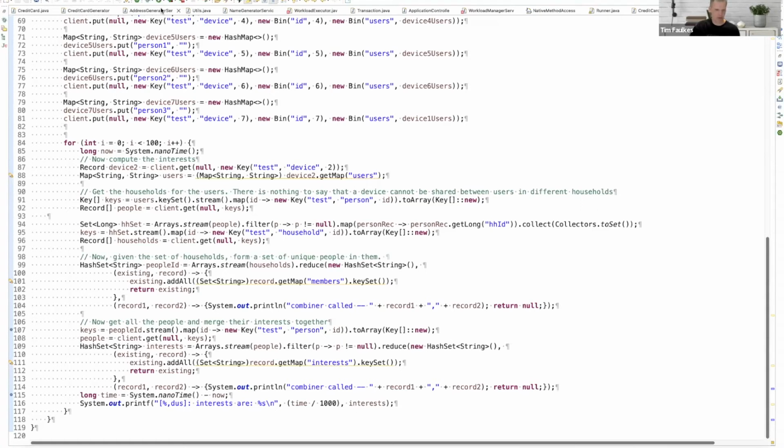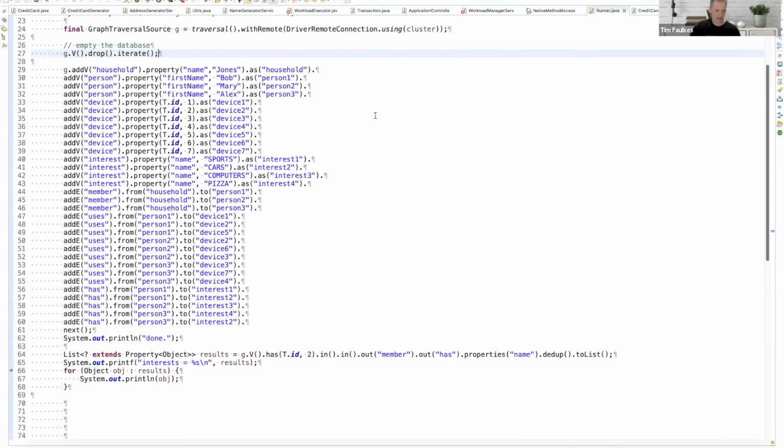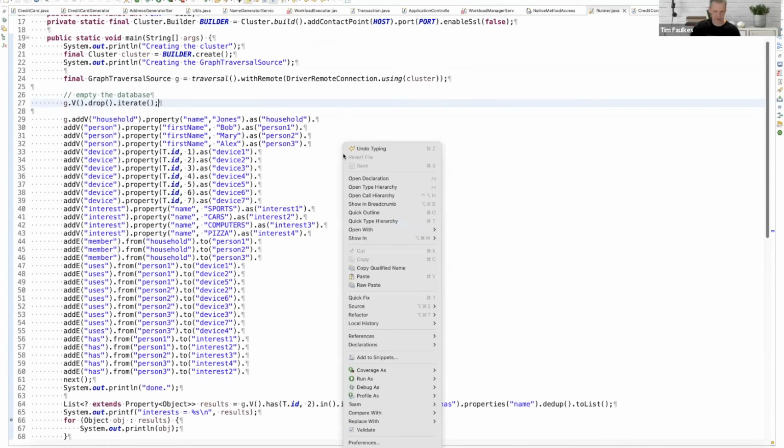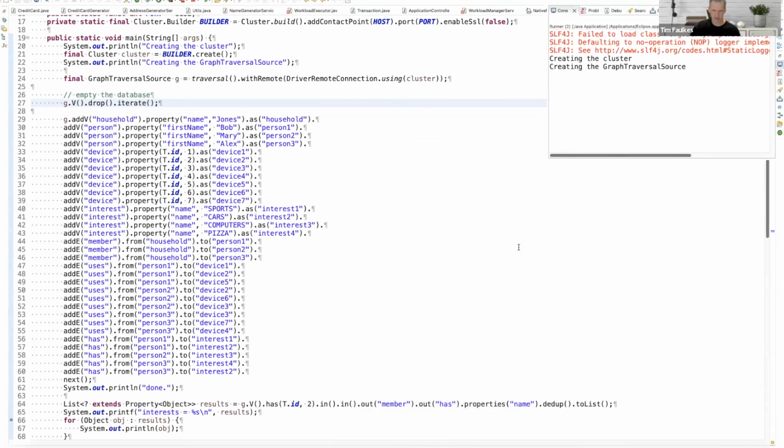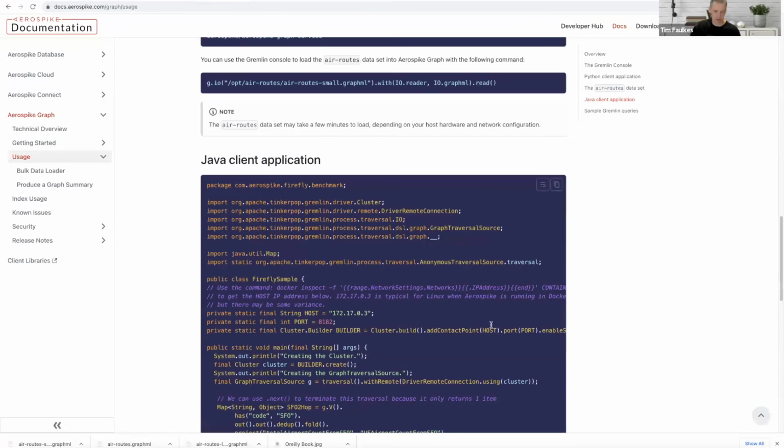Now, just to prove it works, I'm going to jump back to my version of the graph, and I'm just going to run this. So if I say run as Java application, okay, it goes and creates a cluster. The first thing I do is delete the cluster. It goes and forms all my relationships with my one statement, and then it does my one graph traversal. And you can see that I get all the results that I'm expecting. The same thing works in Aerospike too, obviously. So just jump back to my presentation.